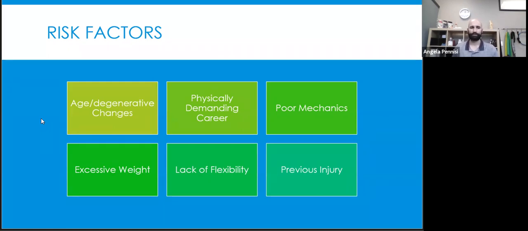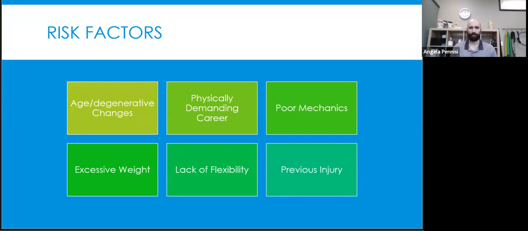Another modifiable risk factor is excessive weight. If you have an elevated BMI, that definitely can contribute to knee pathology, and it puts more load through the knee. What's commonly said is that every pound of body weight adds up to about 4 pounds on the knee. So as we talk about these conditions, especially more arthritic conditions, BMI management can be a big part of the equation of the treatment.